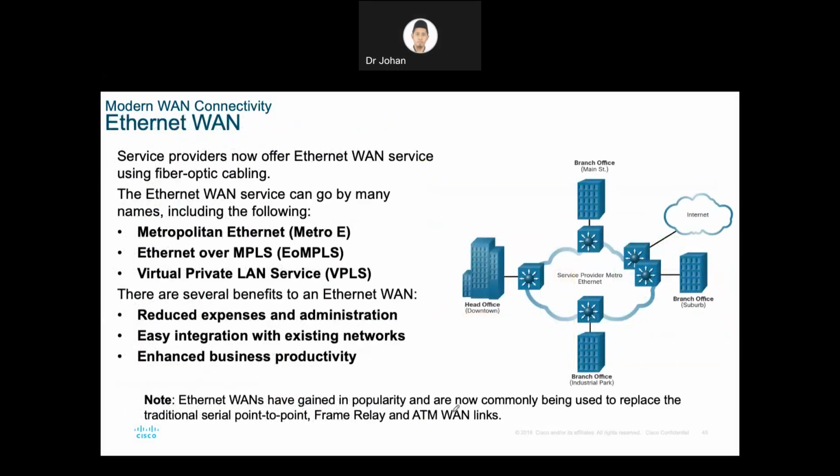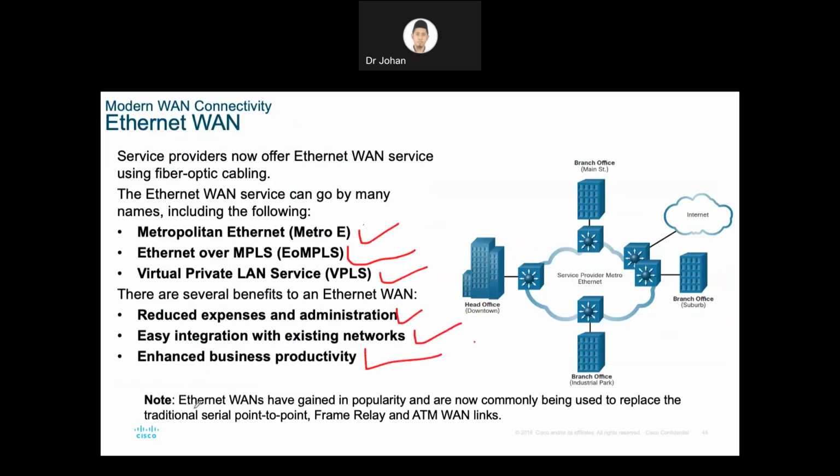Internet WAN: service providers now offer Internet WAN service using fiber optic cabling. The Internet WAN service can go by many names, including Metropolitan Ethernet, Metro E, Ethernet over MPLS, and Virtual Private LAN Service, which is VPLS. There are several benefits to an Ethernet WAN: reduced expenses and administration, easy integration with existing networks, and enhanced business productivity.